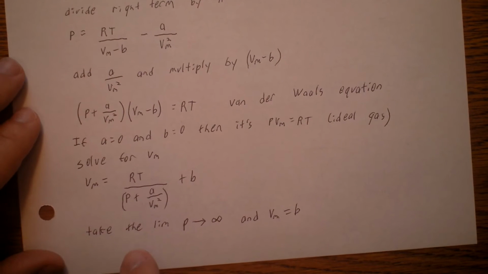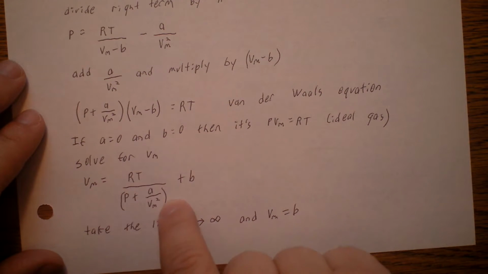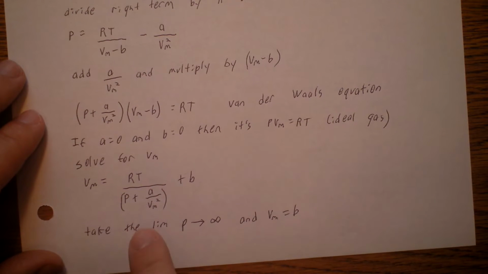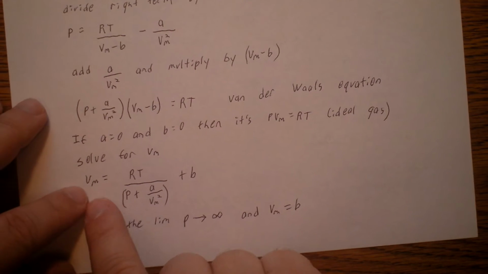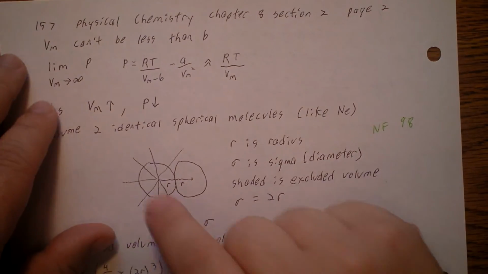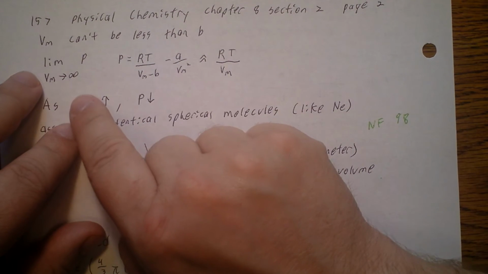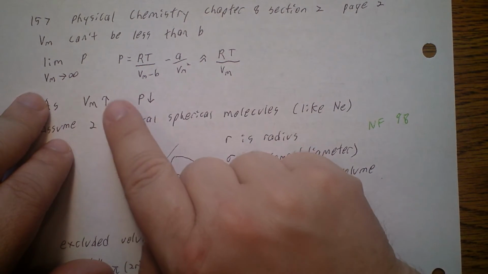See what I mean? If pressure approaches infinity, then this whole term becomes infinity, so this whole term becomes 0. So the molar volume is just equal to b. Now you don't ignore this molar volume squared down here, because remember, the bigger the molar volume gets, the squared term is going to make this 0, so it'll be kind of negligible. Now, Vm, the molar volume, can't be less than b.